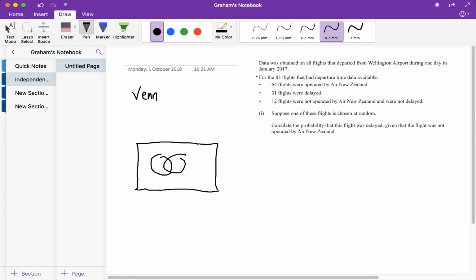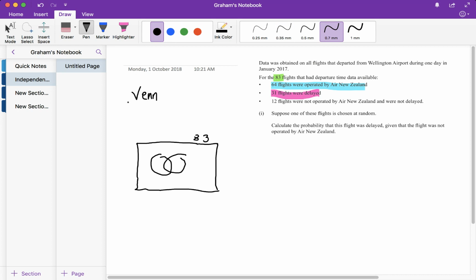Okay, so if I'm reading through this question, I'm told there are 83 flights. So therefore, straight off, I know that the number on top of my diagram is 83. Then I need to look at my two pieces of information. So I've got that 64 were operated by Air New Zealand. I've got 31 were delayed. So there's my two circles.